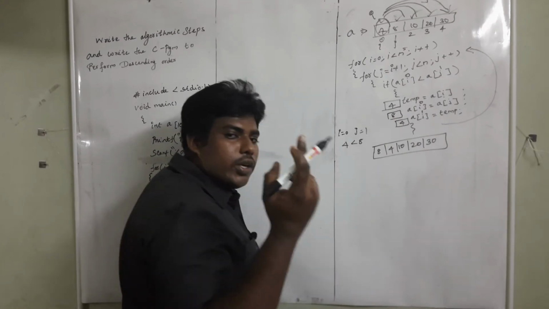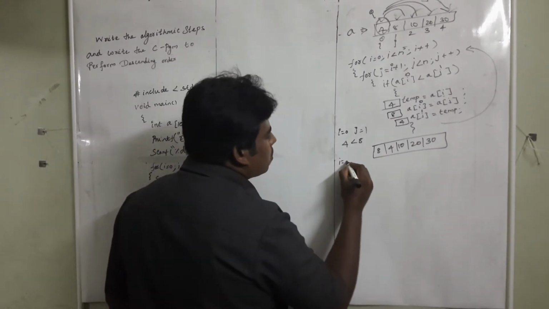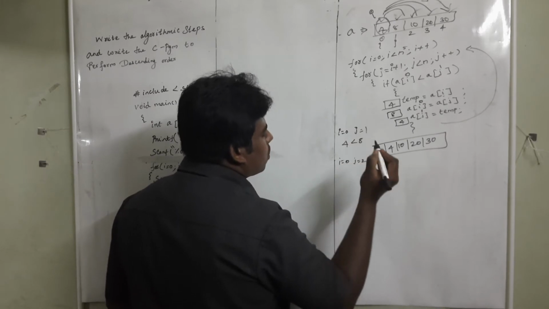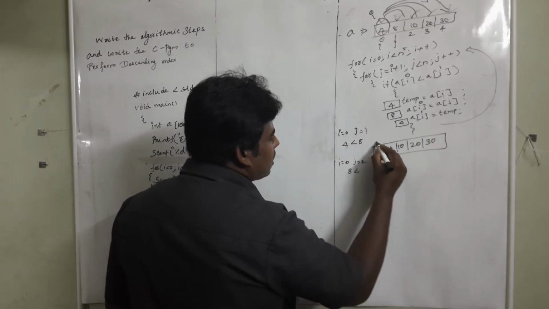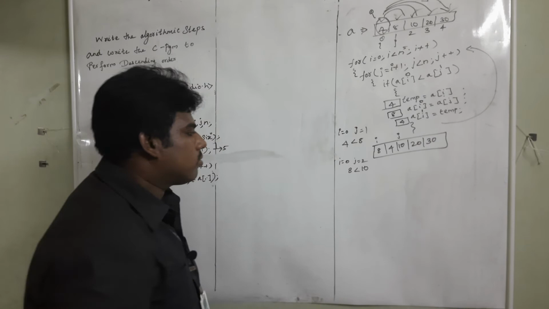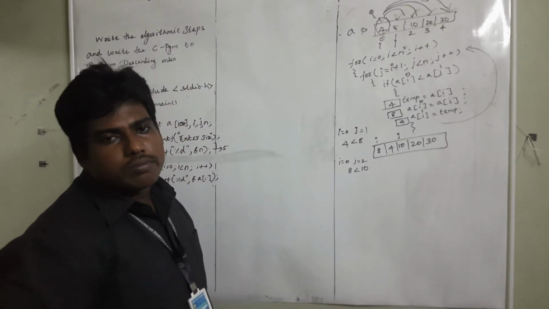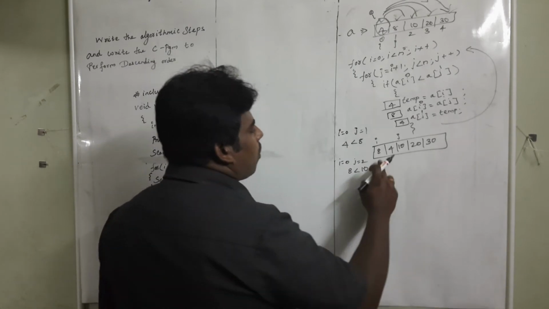Now what's the j value? J value equal to 2. I value equal to 0, but j value equal to 2. So you are comparing 8 with, this is i, this is j now, 10. Again condition is true. Again 8 is less than 10. Condition is true.